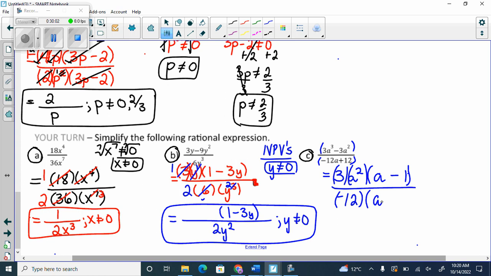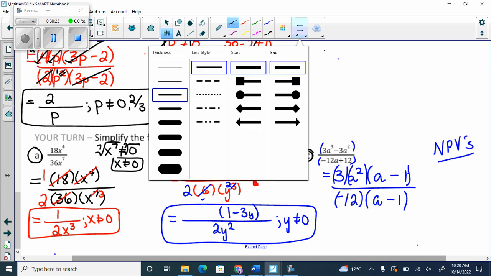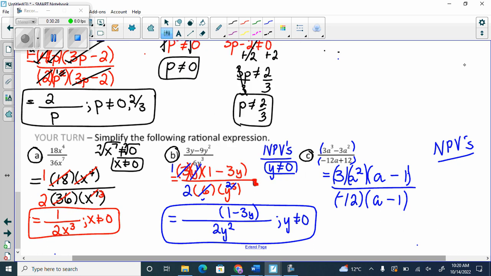Could have changed the sign. And then 12 divided by negative 12 is? Minus 1. And now I see things matching. So I'm going to want to cancel, but I have to slap my hand and say NPV. NPVs have to happen first before I cancel. All right. So my NPV is the negative 12. Does it get me an NPV? No, because it doesn't have a variable. The a minus 1 can't equal 0. Add my 1 over. A can't equal 1.